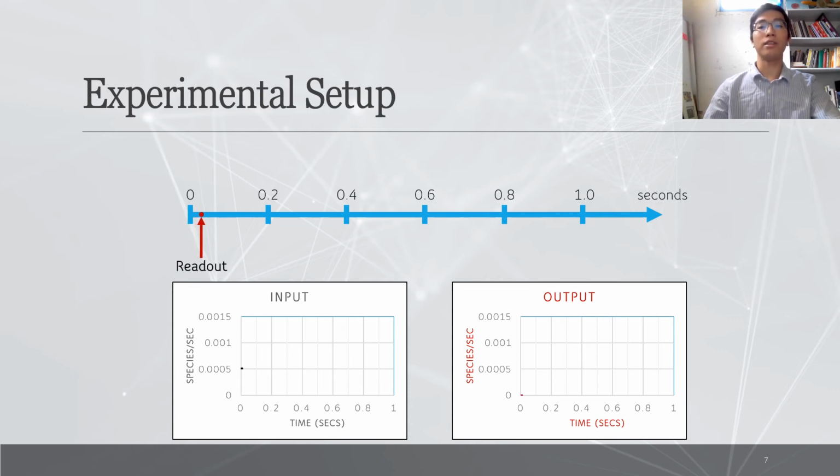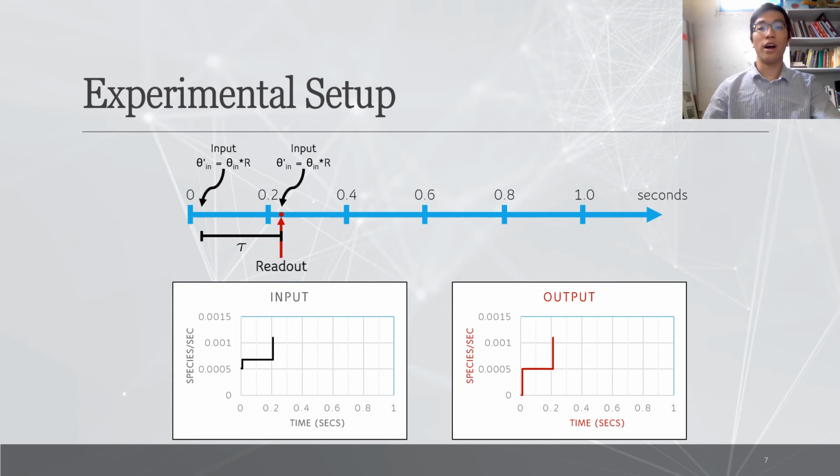At a particular time, we start injecting a number of species into the system. This is done by multiplying the initial influx rate, or the base influx rate, by a uniformly distributed random number R to create a new influx rate. And as you can see, the input and the output also change accordingly. We continue to take measurements and we hold and don't apply inputs for an amount of time tau. Tau is called the input hold time.